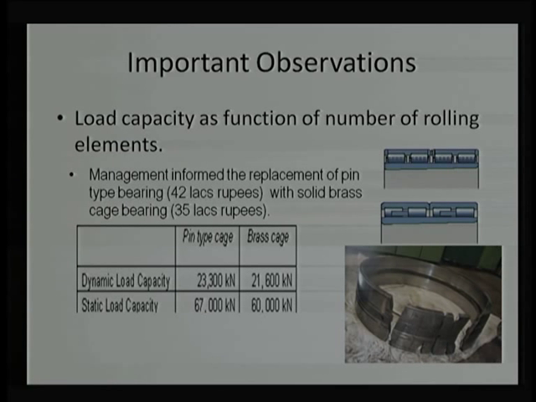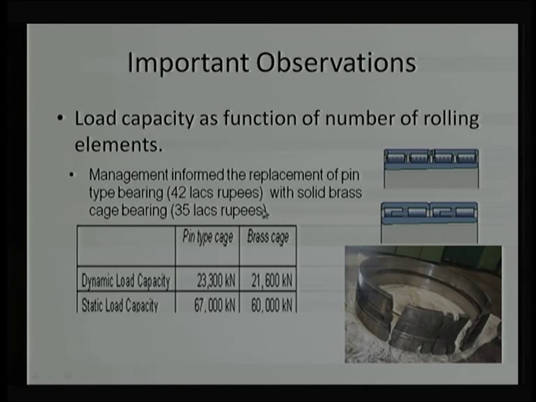Of course, the solid cage configuration also affects load carrying capacity to some extent, but the major factor is the number of rollers. Here, from 38, it has been reduced to 34. As the number of rollers is reduced, naturally the load capacity will come down, and from 23.3 mega Newton, it was reduced to 21.6 mega Newton.